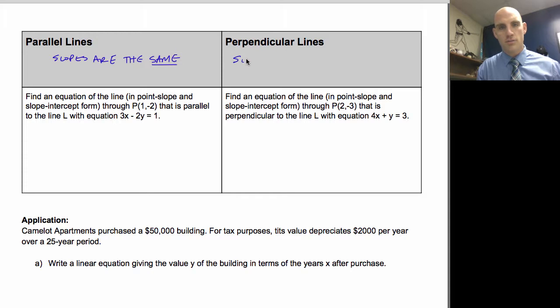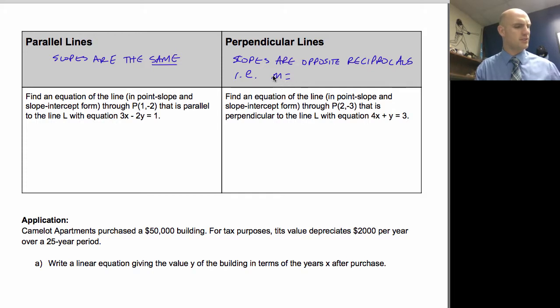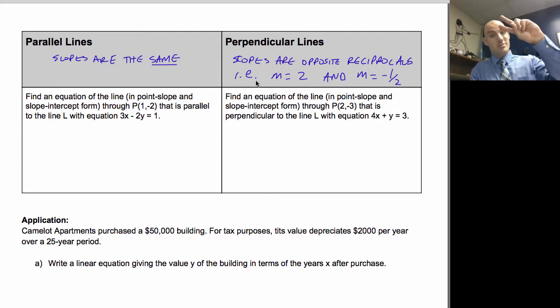Perpendicular lines, slopes are opposite reciprocals. For example, a slope could be, what I pick? 2, and slope equals negative 1/2. So it was 2 over 1, you flip it, that's reciprocal, and opposite, which is negative to positive or positive to negative. Okay, so the challenge in these is, what is the slope?